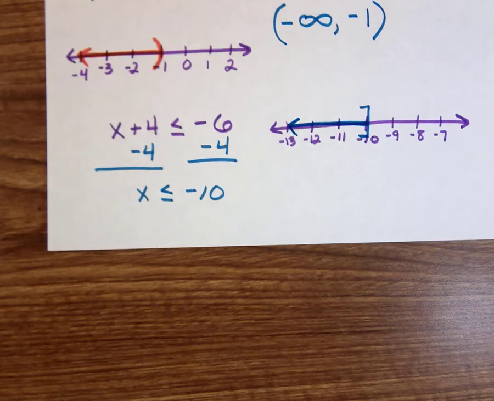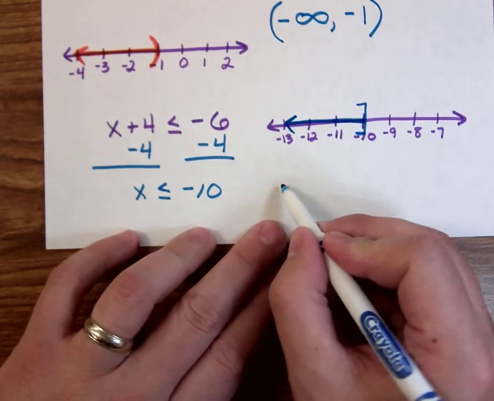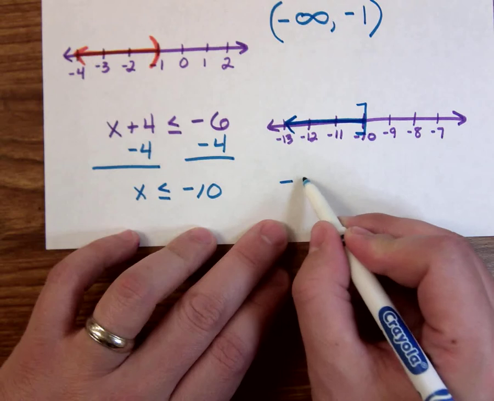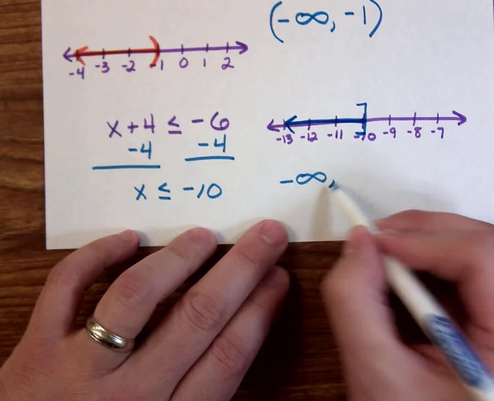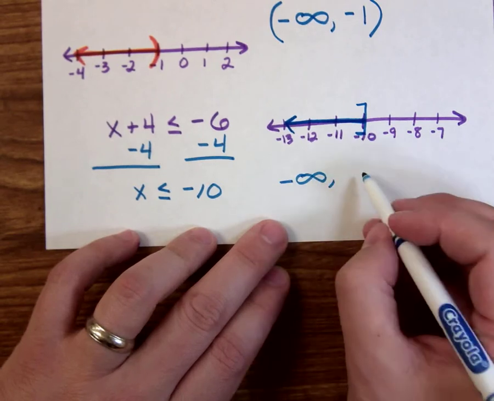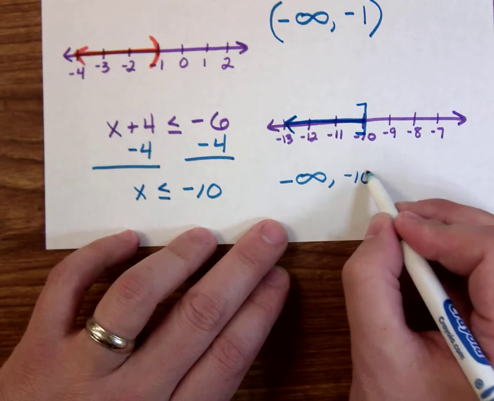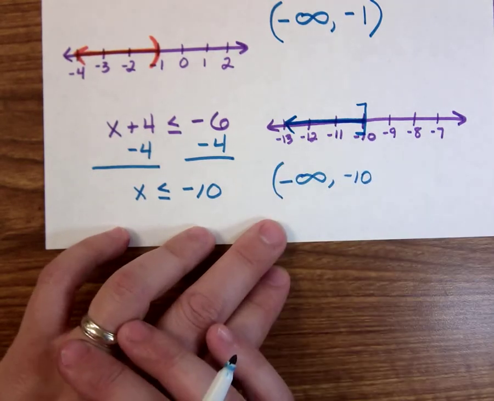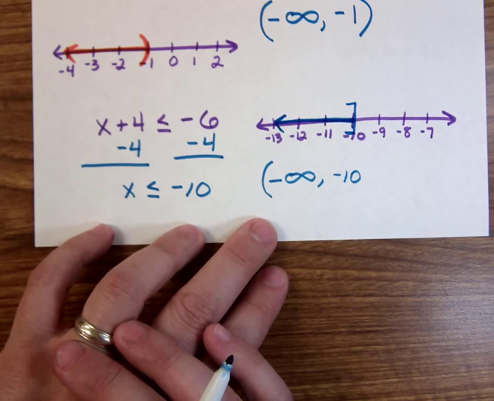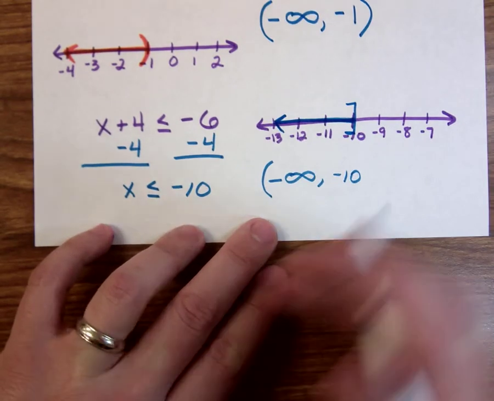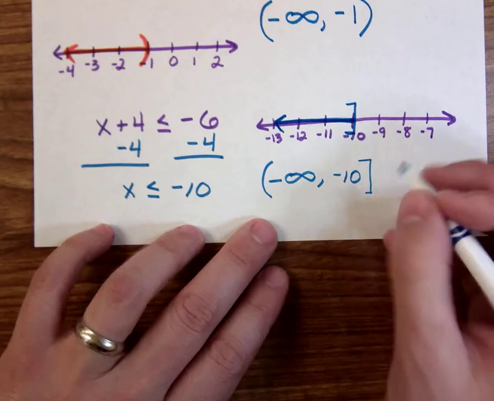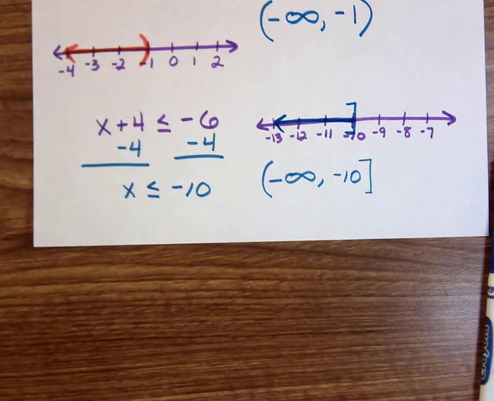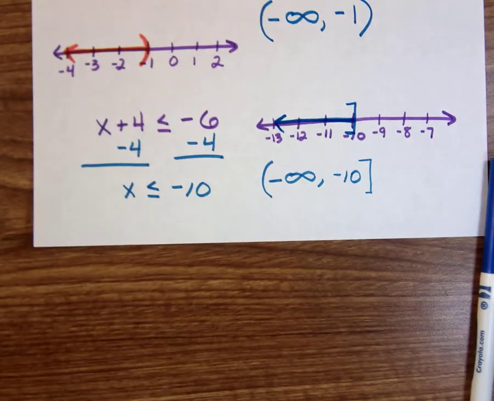In interval notation, what's the lowest it could be? Negative infinity. What's the highest it could be? Negative 10. I always put a parenthesis on the infinity and negative infinity because you can never equal infinity. What about on the negative 10 though? That's a bracket. Man, this does not seem bad at all.